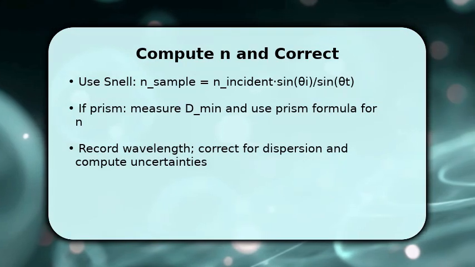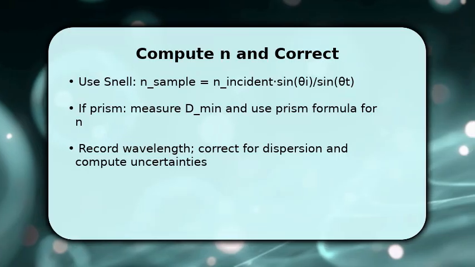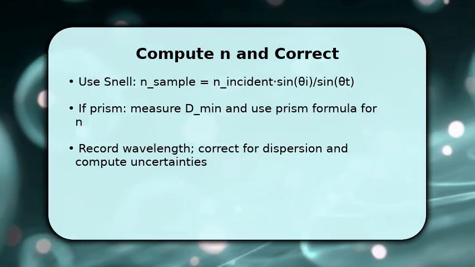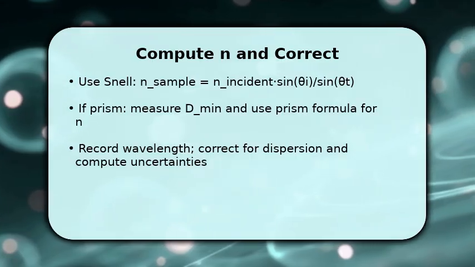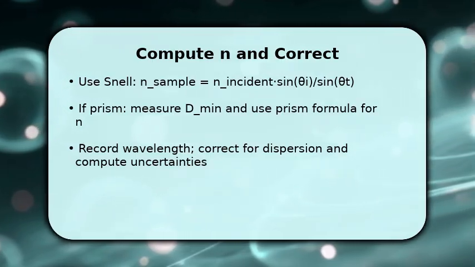Apply Snell's law. n sample equals n incident times sin theta incident slash sin theta transmitted. Plug in your averaged angles and compute n for each trial, then calculate a mean.